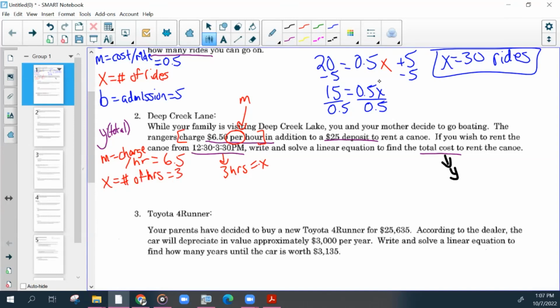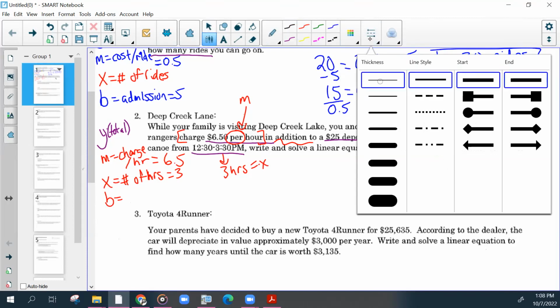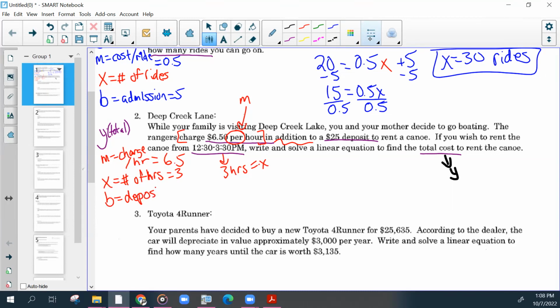It's supposed to be equals. And then our last part, our B, that's going to be our deposit. It also said in addition to, so we know we're adding. And we know what that deposit is, $25. Then we can start to put our equation together. We don't know what Y is. We do know that our M is 6.5, our X is 3, and our B is 25.